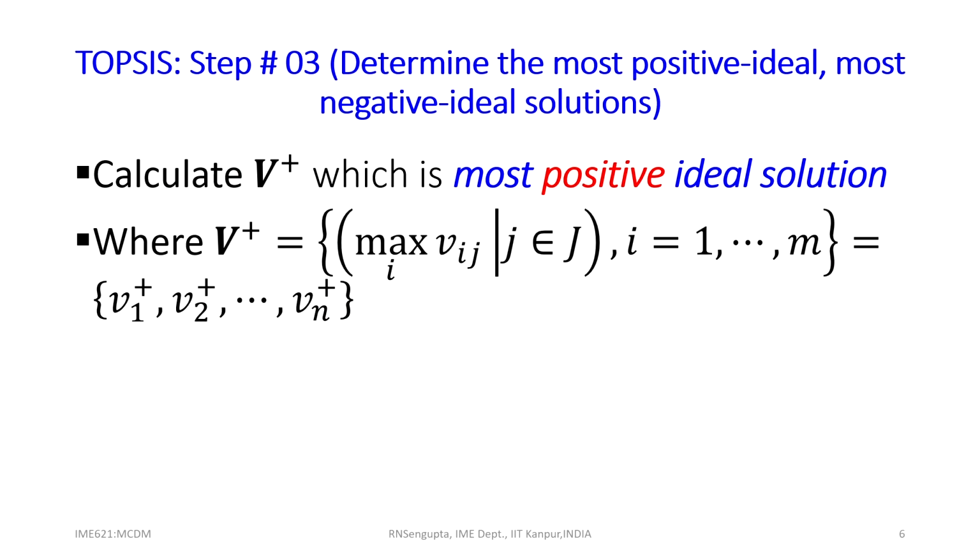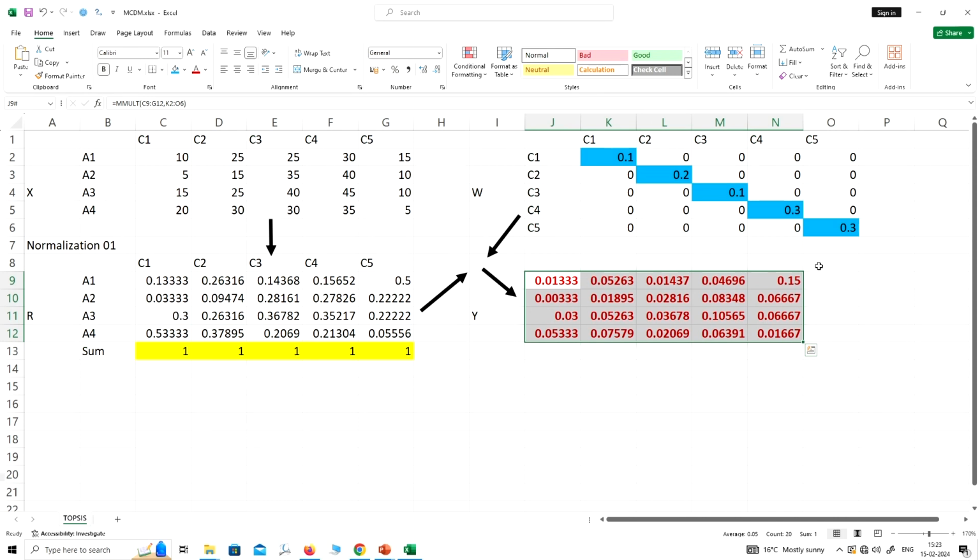Now, we will calculate the values of the most positive ideal solution, and then the most negative ideal solution. Considering i equal to 1 to m, where m is the number of alternatives, we will find it for each and every value which we have. Let us verify: in this case, m is 4 and n is 5.